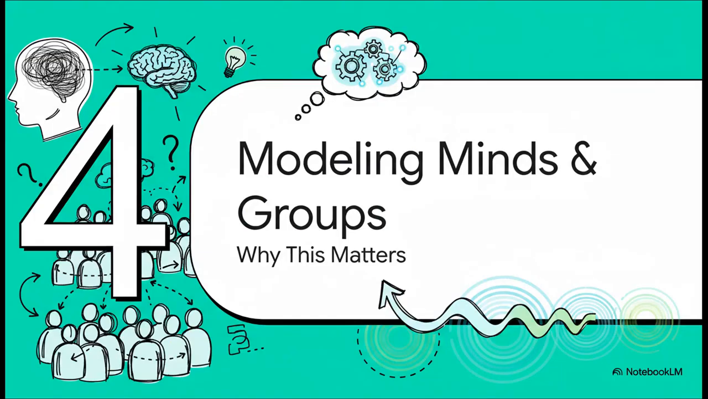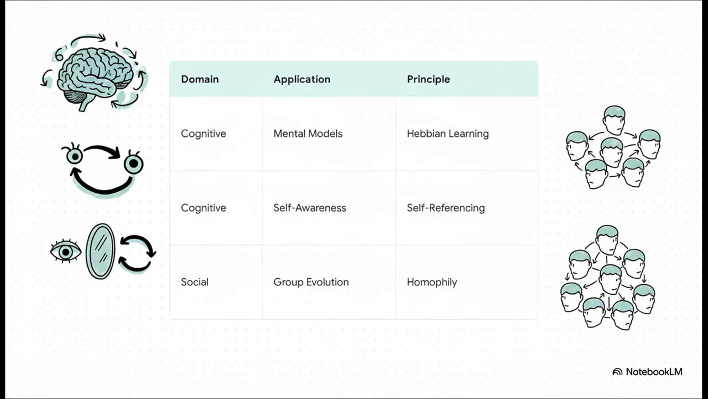Okay, so this is all really fascinating theory, but so what? Where does this actually get used? Well, this whole framework is giving us powerful new ways to model some of the most complex systems we know of, our own minds and the social groups we're a part of. The implications here are pretty huge. In cognitive science, this approach can help model how we learn, and it even gives us a way to think about self-awareness. And in the social sciences, it can help explain how groups of people change and evolve over time, based on things like our natural tendency to connect with people who are similar to us.